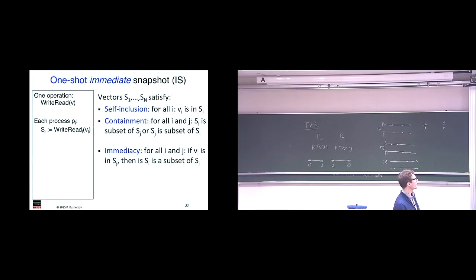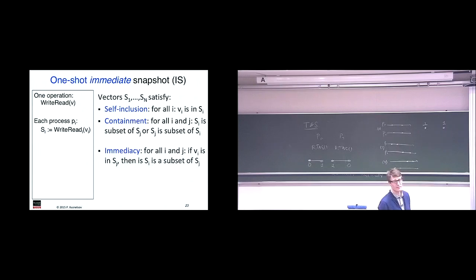And the trick here, okay, so I hide all this. I don't know what exactly is going on. I assume that there is some operation in which you write and read and get a snapshot of the memory. So it has at least the same properties as atomic snapshot. So you have self-inclusion and containment. Exactly the same. So if you execute your write-read, at least you see your own value. Every pair of outcomes produced by this protocol is related by containment. One of them is a subset of the other. So it's the same as with atomic snapshot.